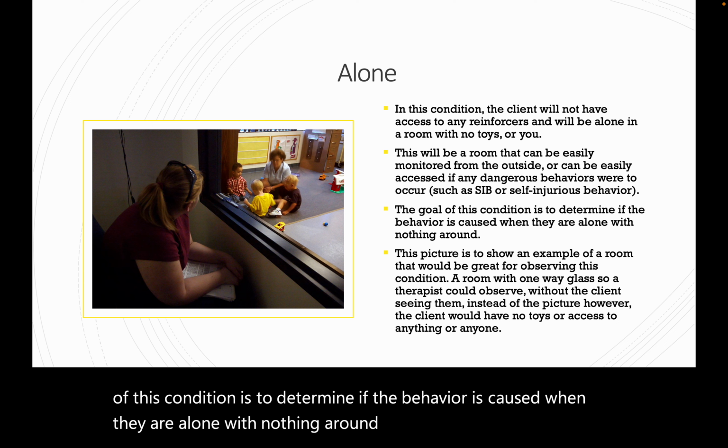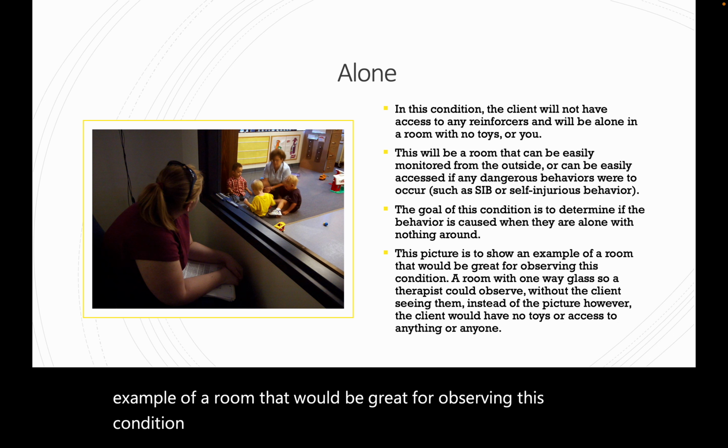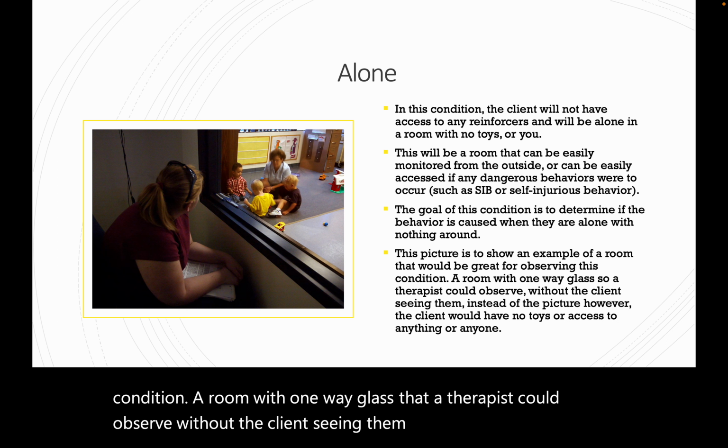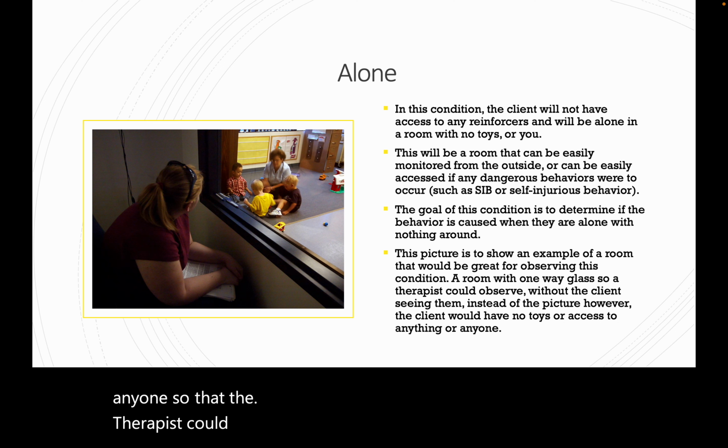This picture is to show an example of a room that would be great for observing this condition. A room with one-way glass so that a therapist could observe without the client seeing them. Instead of the picture, however, the client would have no toys or access to anything or anyone so that the therapist could observe them alone.